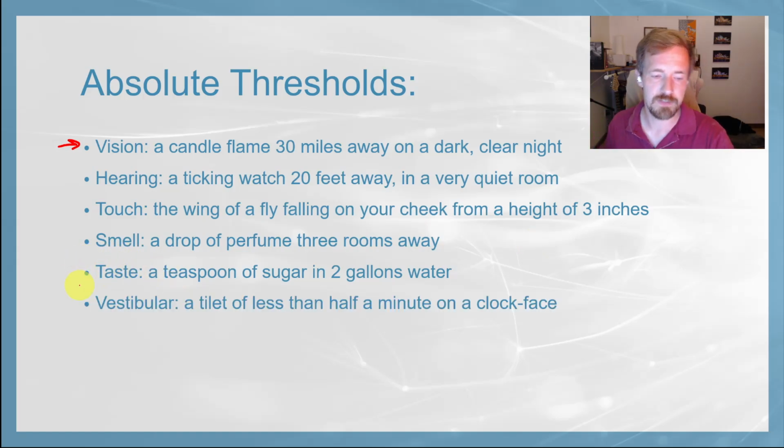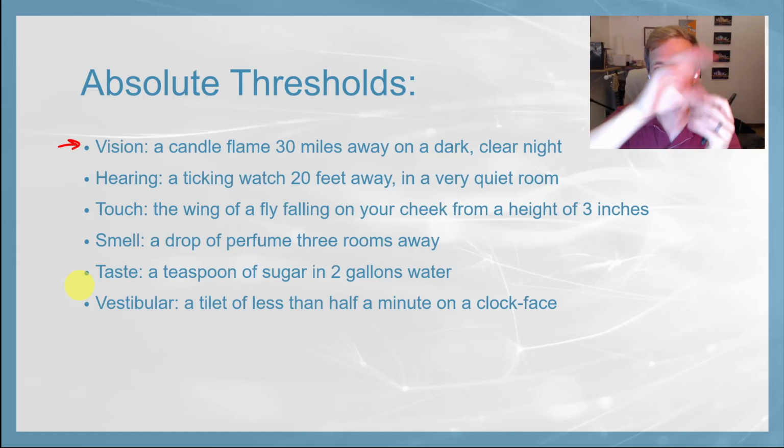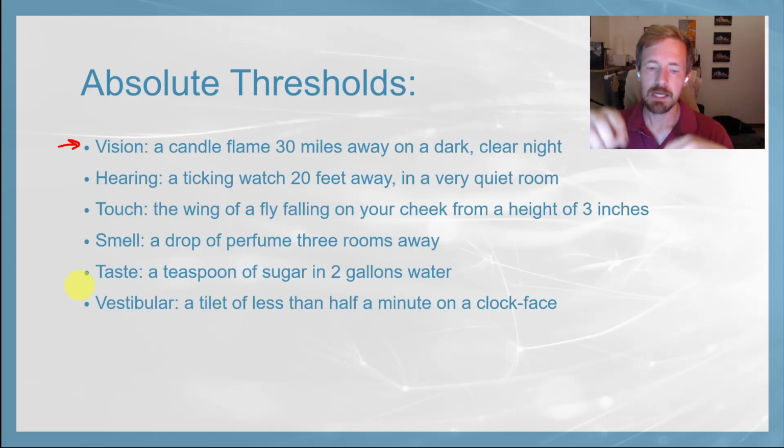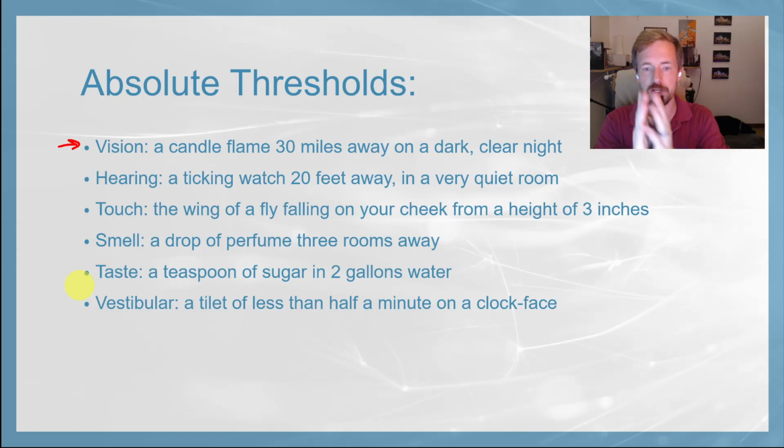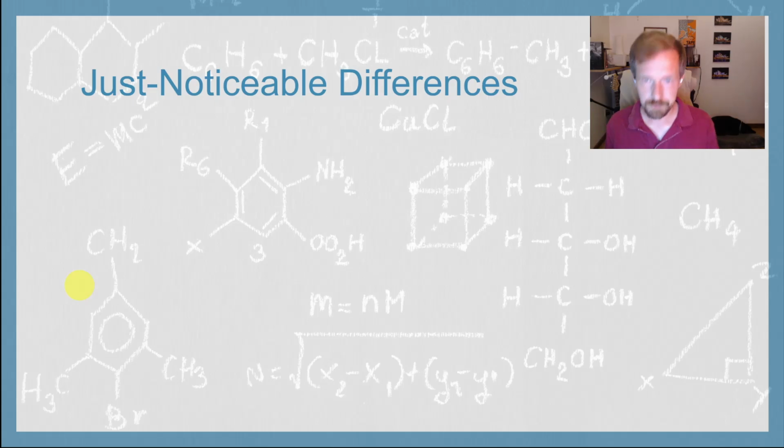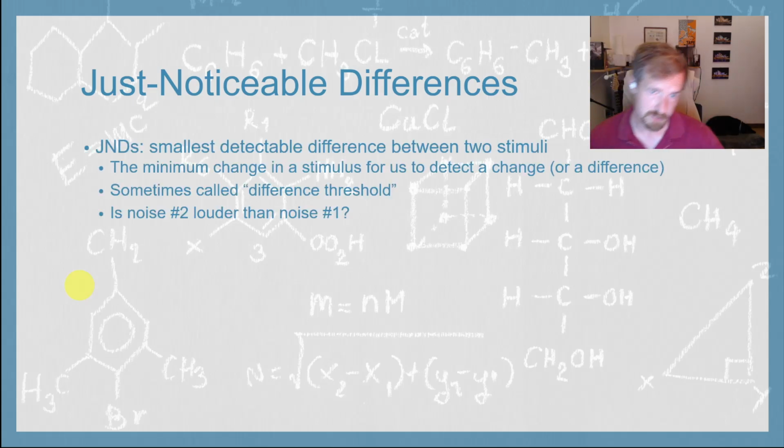And then finally, the vestibular system, this would be that you can detect less than half a minute on a clock face. So if you take a clock face and it's divided into 60 minutes, you can detect a rotational difference of half a minute. So very slight rotation. Just noticeable differences are the final kind of threshold, and these are when we are comparing two stimuli. So we are taking two stimuli and looking at the minimum change required for you to be able to detect that there is a difference.